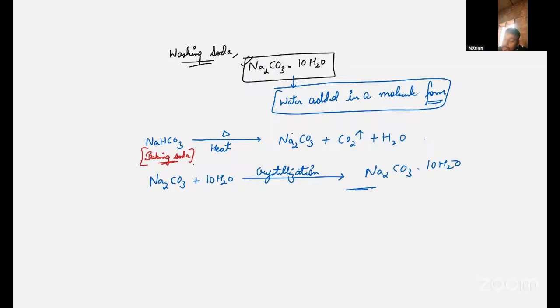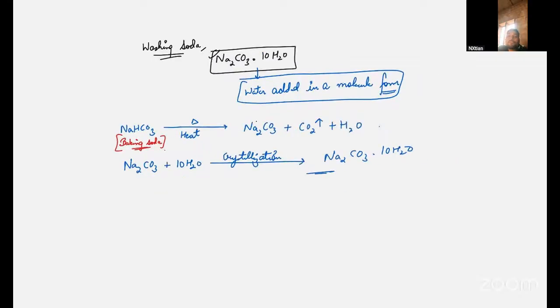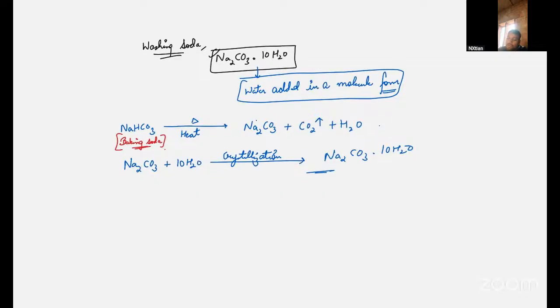Okay. So this is how it is made, washing soda. Now, what is the use of washing soda? You guys can read it from the book. Washing soda is used for cleaning, stains and all. You guys can read it from the book. Okay. Now the next.